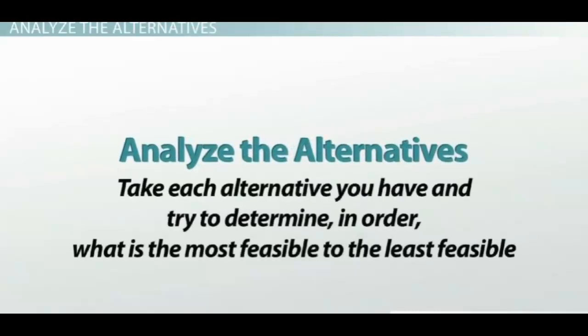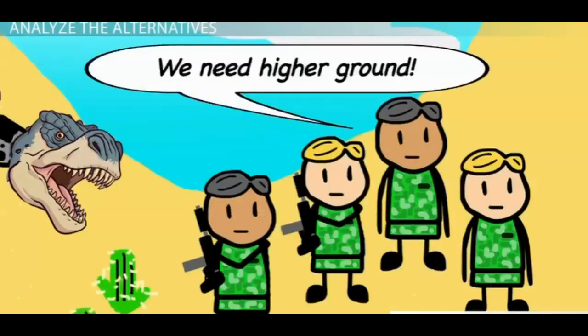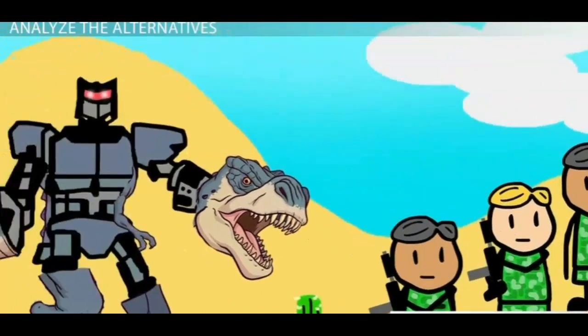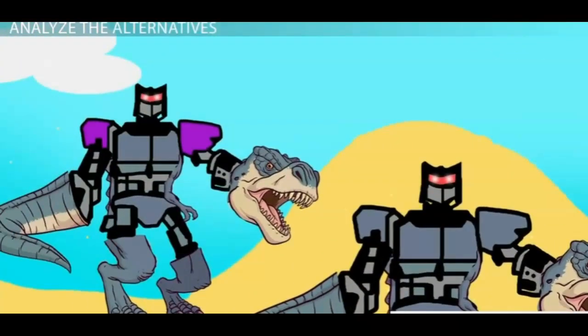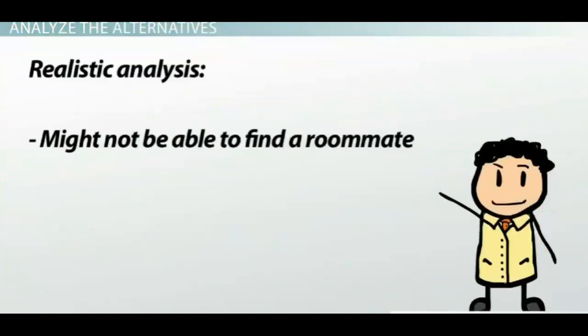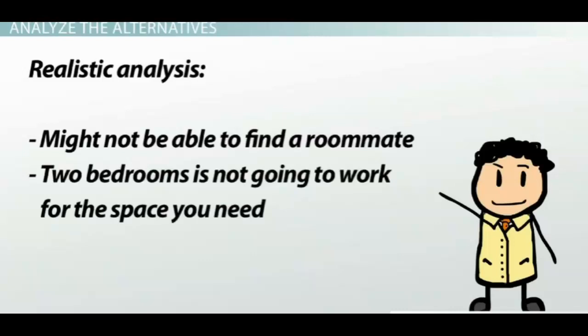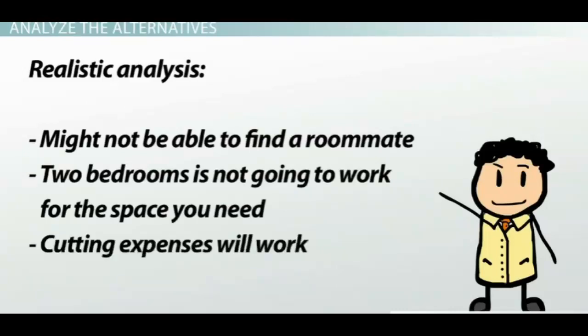You will take each alternative you have and try to determine, in order, what is the most feasible to the least feasible. Looking at these alternatives, there are none really that are deal breakers. However, as I said, we need to be realistic about these. Thus, you might not be able to find a roommate you can actually live with. You might realize that 2 bedrooms is simply not going to work for the space you need. Cutting back on expenses is something you could do and work with while you find ways to solve the other issues as time goes by.